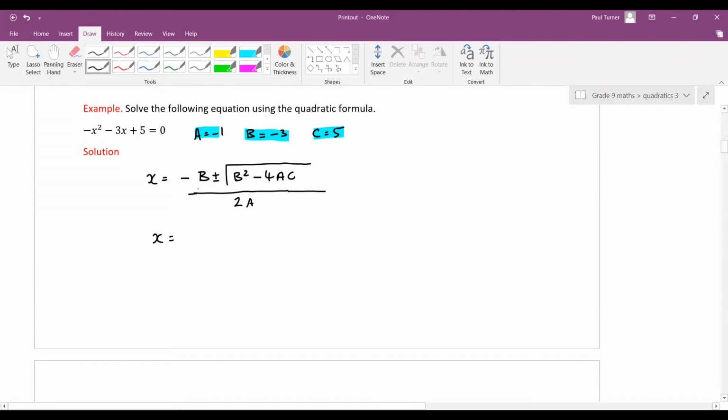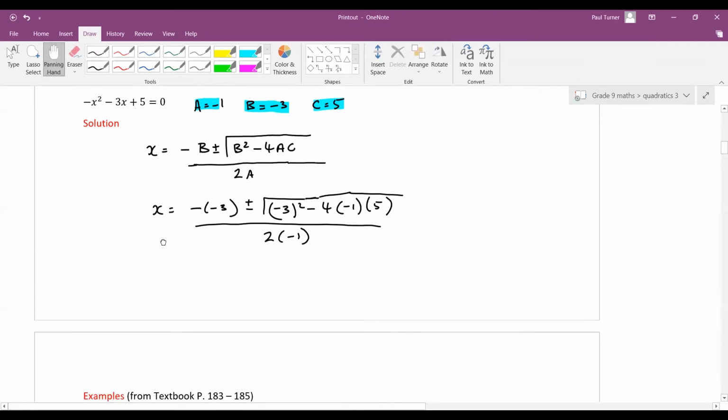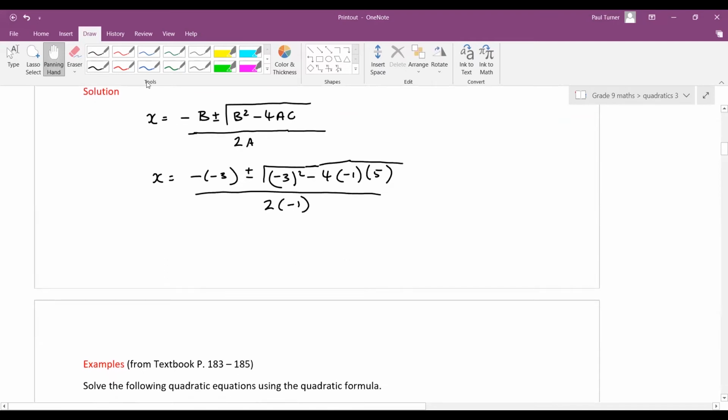So x equals minus b. Now you've got minus negative 3, plus or minus the square root of b squared, so minus 3 squared, minus 4 times a, which is minus 1, times c, which is 5, all on 2a, which is 2 times minus 1. I'm writing quite big here, so I hope I don't run out of space.